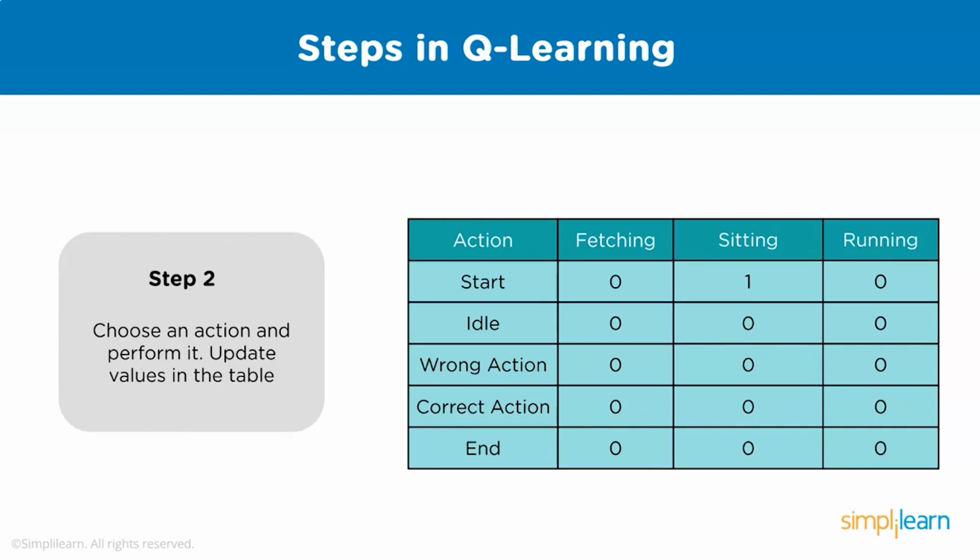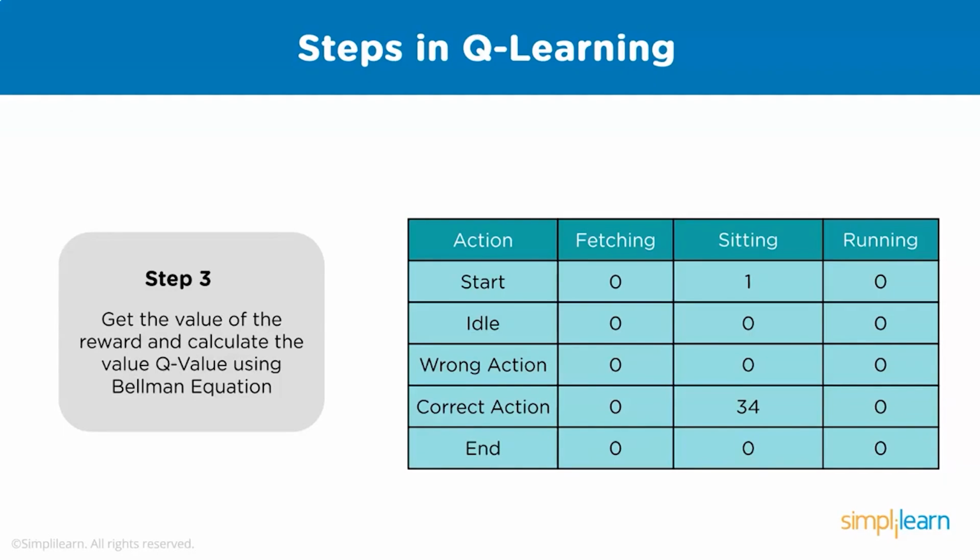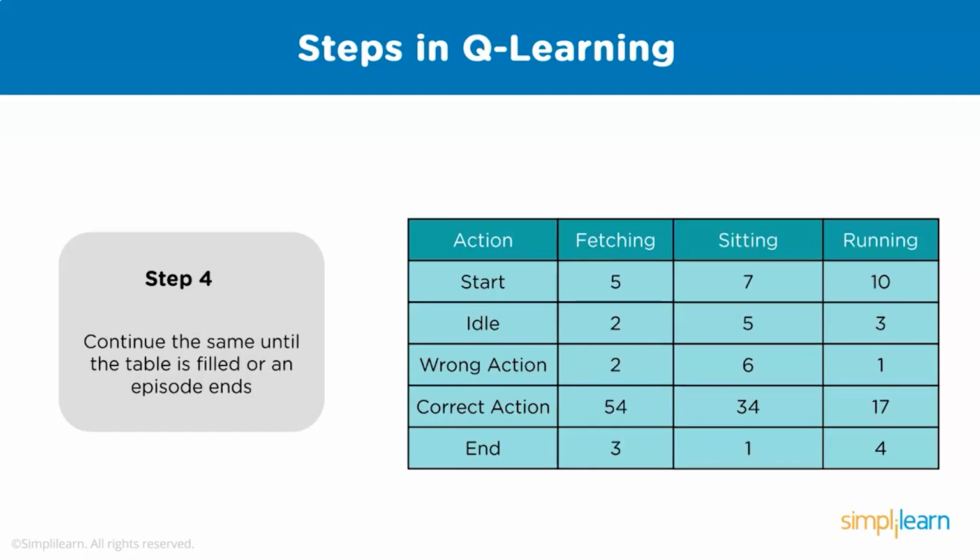And of course, when we're choosing an action, we're going to do something random and just randomly pick one. So you start out and you sit, and depending on that action you took, you can now update the value for sitting, from start to sitting. Get the value of the reward and calculate the Q value using the Bellman equation. And so now we attach a reward to sitting. And when we attach all those rewards, we continue the same until the table is filled or an episode ends. And I mentioned I was going to come back to the random side of this.